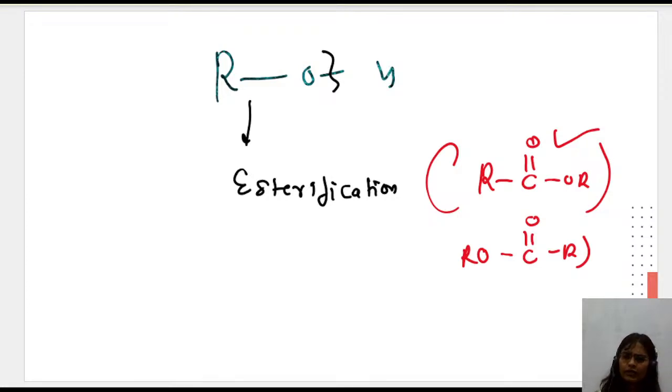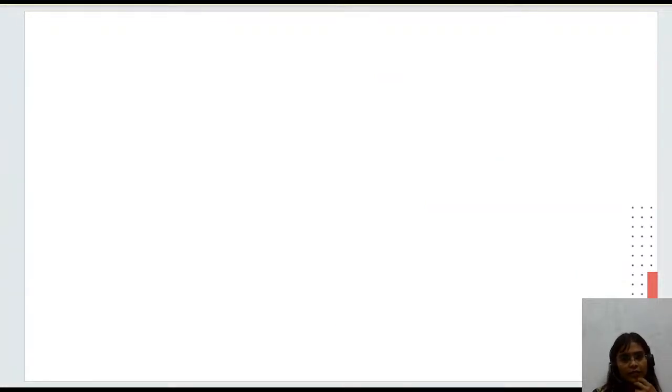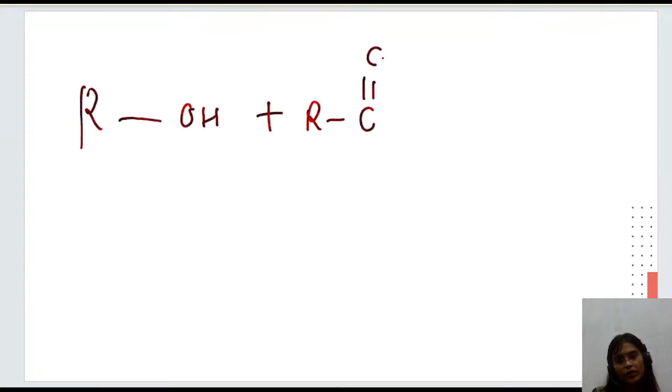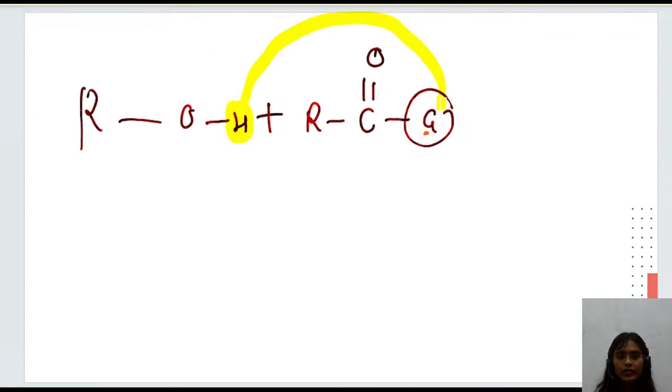So let me give you a general reaction, what is actually going to happen. You have some ROH, some alcohol, and then some RCOG. Let's say this is some G group, I will tell you what G is, just wait for a while. What is going to happen in this case? This G, note this. It is really very important which bond is going to break. Just wait for a while, I will tell you the consequence, why it is very important.